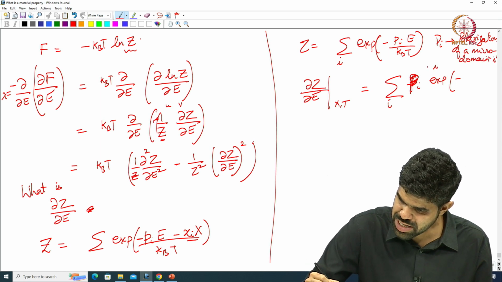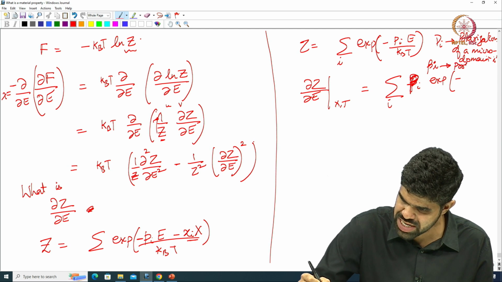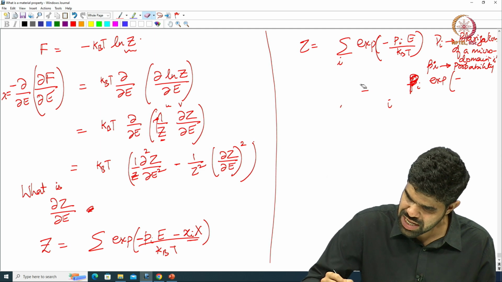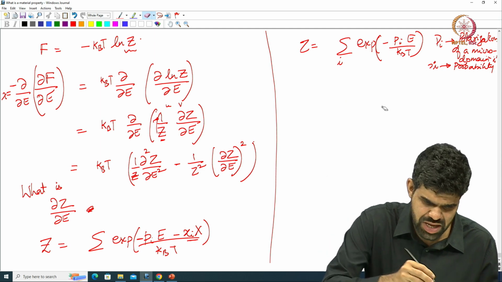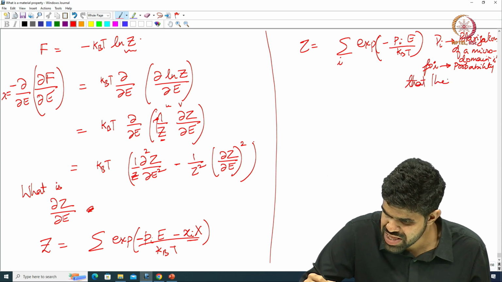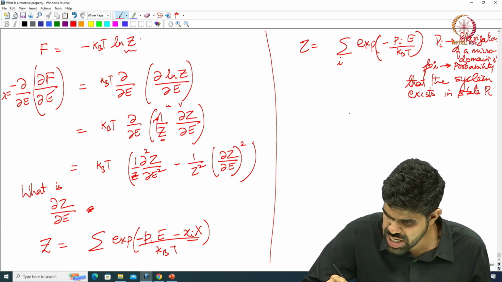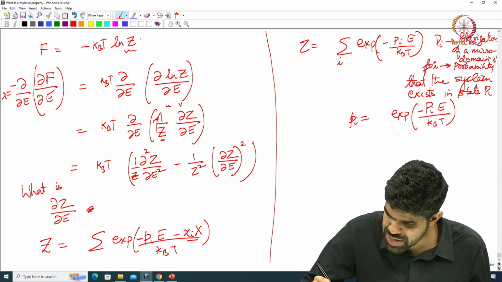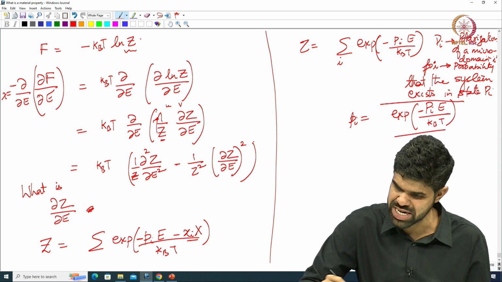Small pi is just the probability that the system exists in state i. Now, what is small pi? Small pi is nothing but exponential of minus capital Pi_i E by kBT divided by Z, right. So, let us keep it in mind.